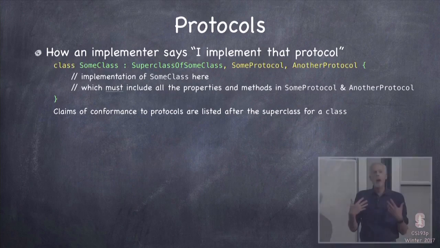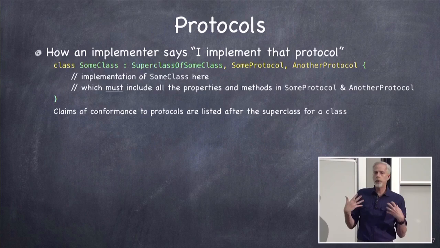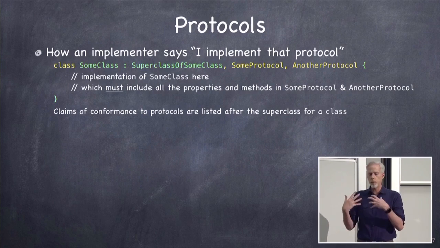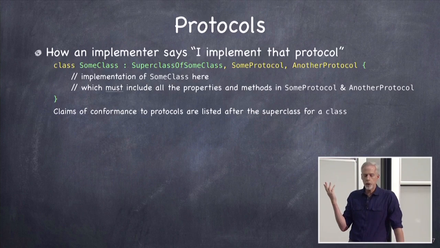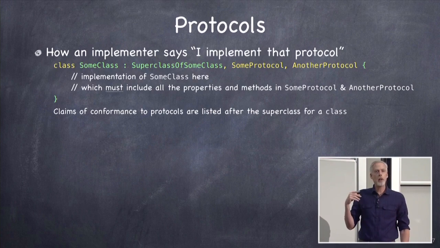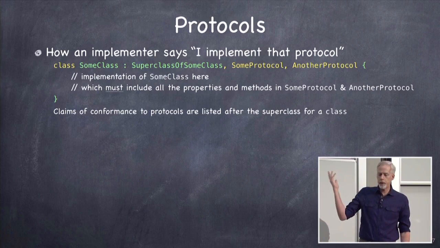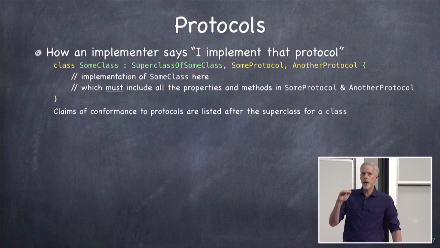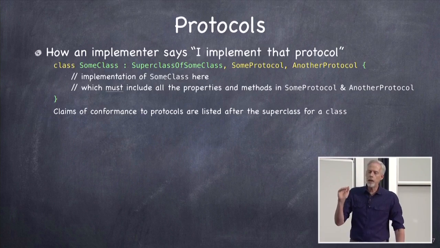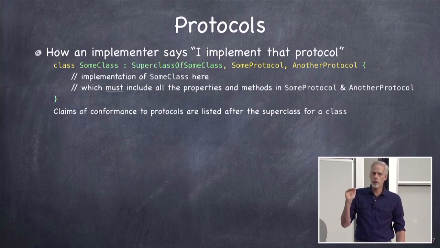All right, so how does a class or a struct or an enum say, yes, I implement SomeProtocol? It does it this way. A class, right after its superclass, just puts a comma and the protocols it implements. And it can implement any number of protocols there. So this class, called SomeClass, has a superclass. It's called SuperclassOfSomeClass. And it also implements two protocols, SomeProtocol and AnotherProtocol. Now, inside of SomeClass's implementation, it must implement all the methods and vars in those two protocols, unless it's an Objective-C protocol and the methods in there are marked optional. That's the only exception to that.